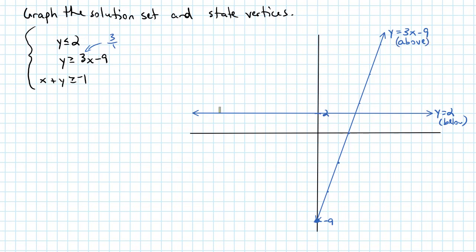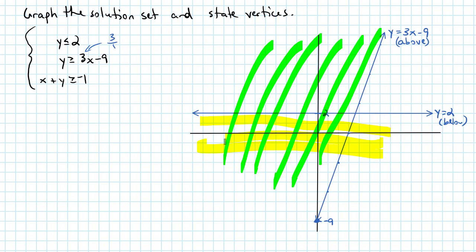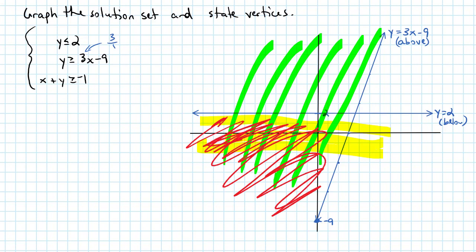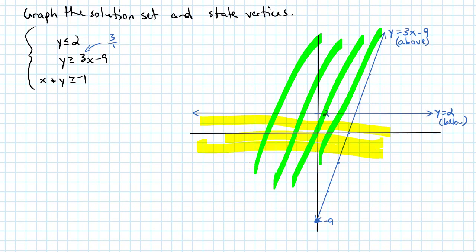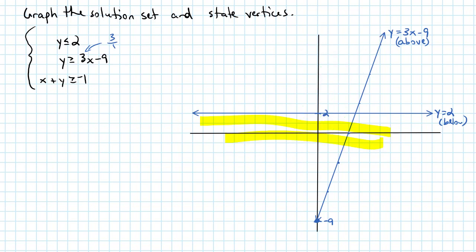So remember, we're below this line and we're above this line. So the overlapping region right now is everything down here in this fourth. So just kind of keeping track of where we are. But we need to restrict that even further with our third inequality.